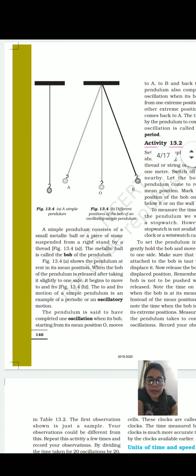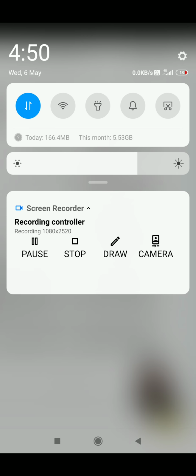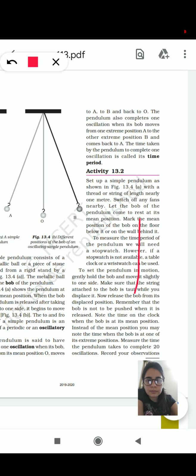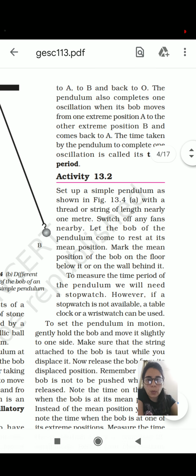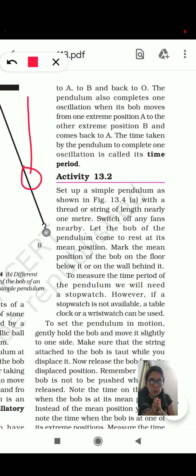Now here, the pendulum is said to have completed one oscillation when its bob, starting from mean position O, moves to A, then to B and back to O. Suppose your pendulum is at O position, that is the mean position, and from O it goes to A, then B, and then back to O. This is called one oscillation. Or you can simply say from A to B and B to A.